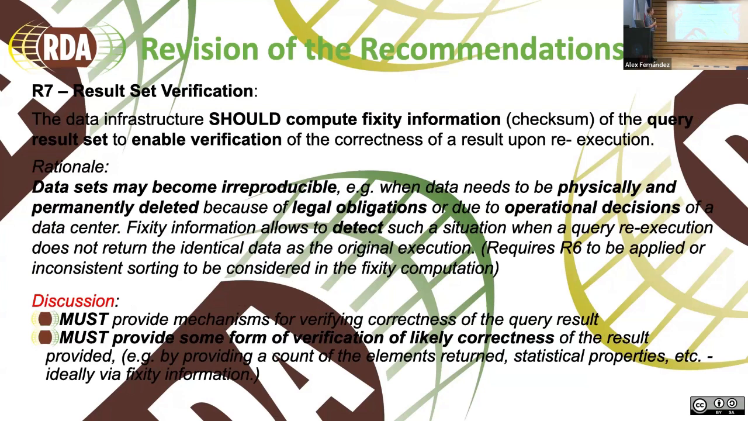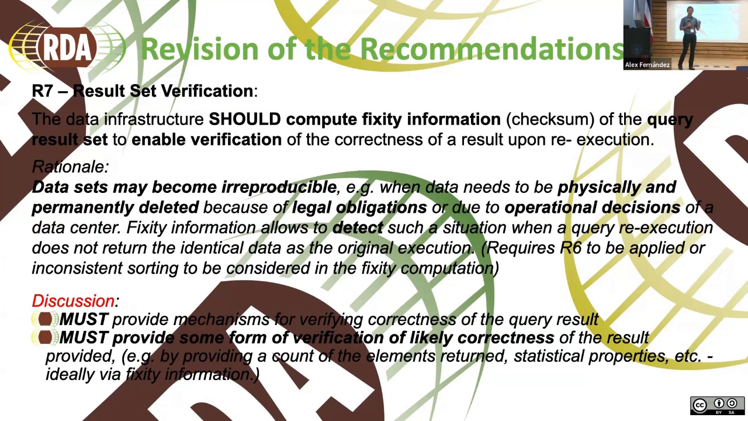Result set verification. And again, here we were discussing whether it should be a must or a should. The data infrastructure should compute fixity information, checksums, of the query result set to enable verification of the correctness of the result upon re-execution. Now, by all common sense standards, this should be a must recommendation. You must compute a fixity information so that when I re-execute it, I can compare the hash sums and see whether the results really are identical.